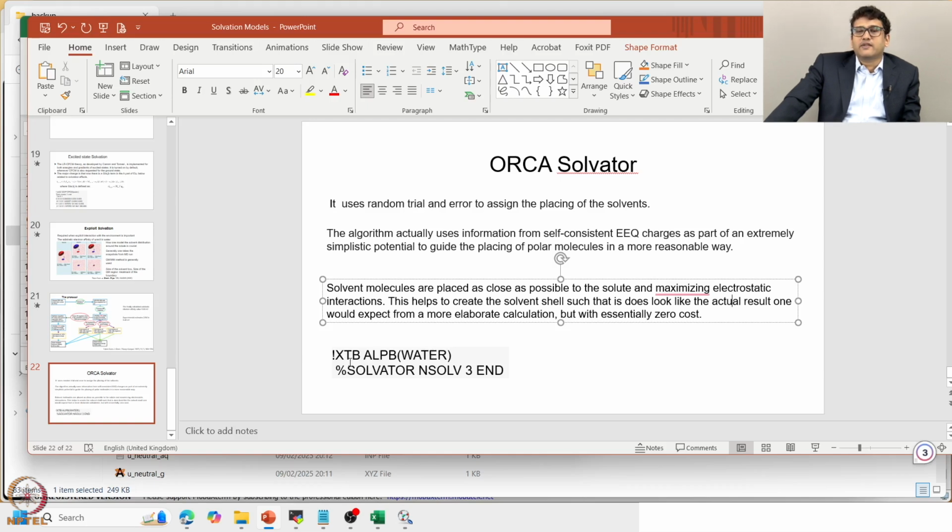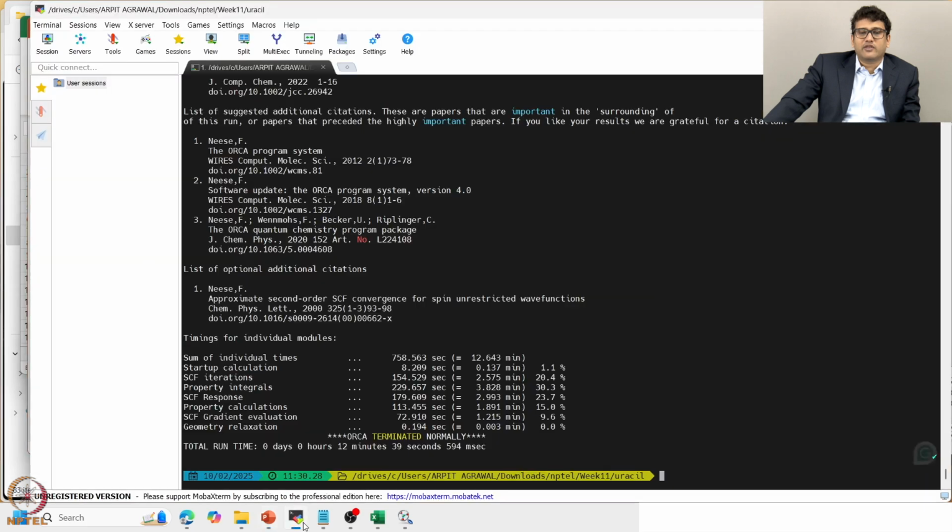Now, it is easier to use this kind of protocol in a much cheaper way and then re-optimize it. So, you can use this XTB alpha B solvation model to do that, and depending upon what solvent you are giving here, it is going to provide the corresponding solvent molecules around, and the keyword is solvator, and this number n solve determines how many water molecules you are going to put. So, let us take the geometry of the uracil we are using and put 3 water molecules by doing this kind of calculation.